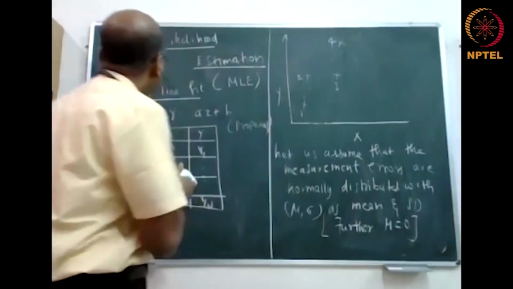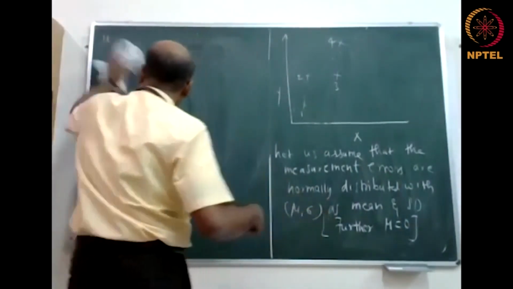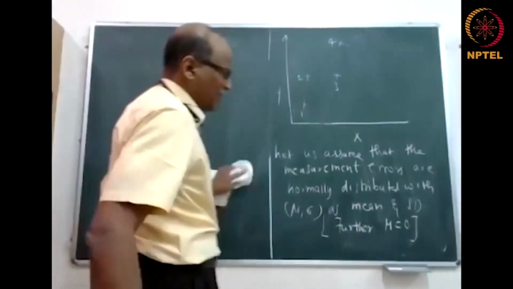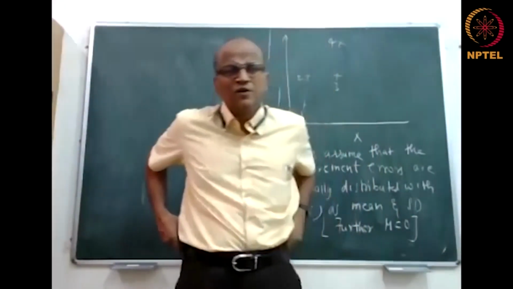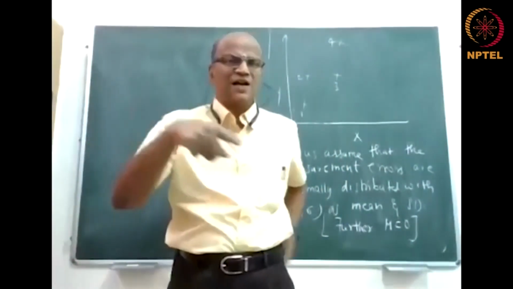Okay, further, mu equal to 0. The errors have a 0 mean. If the mean of the error is not 0, then it is a biased measurement. If you know the mean is not 0, you will correct it.